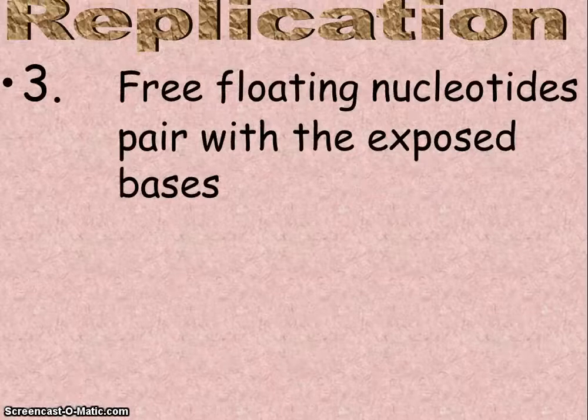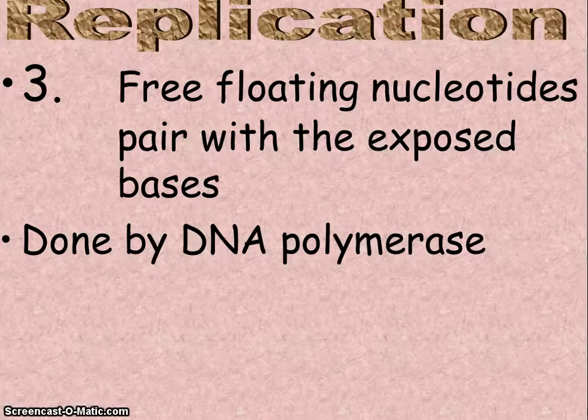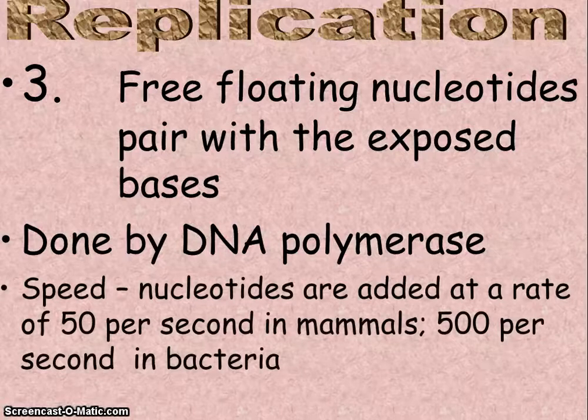Now, the free-floating nucleotides will pair with the exposed bases, and that is going to be done by the enzyme DNA polymerase. We can only add nucleotides to the free 3' end, never to the 5' end. So it's always going to elongate the DNA in the 5' to 3' direction. And the rate of elongation is quite impressive. It's about 500 nucleotides per second in bacteria and about 50 nucleotides per second in human cells. And that again is just a little fun fact for you.